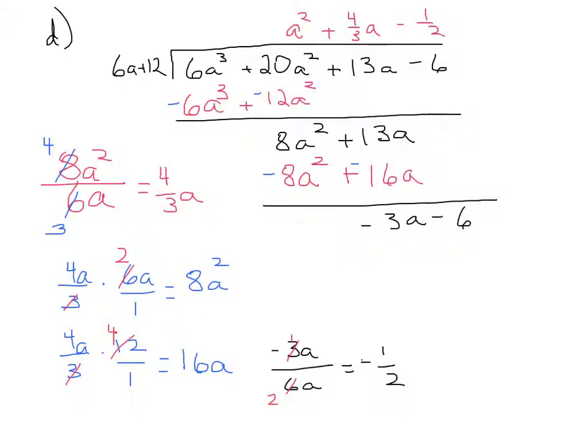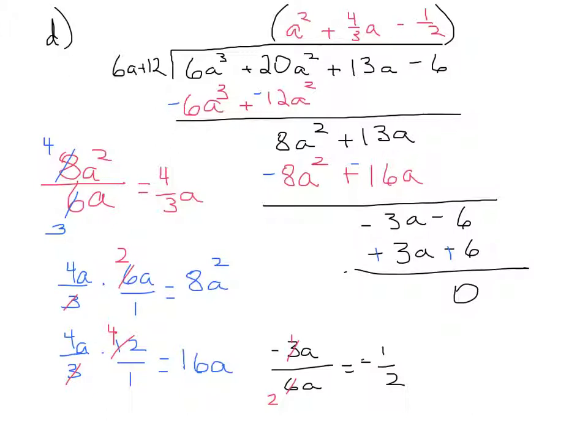And you'll see minus 1/2 times 6a is negative 3a. Negative 1/2 times 12 is negative 6. And when we change the signs and add, we get 0, so we have no remainder. So our answer is a squared plus 4/3 a minus 1/2.